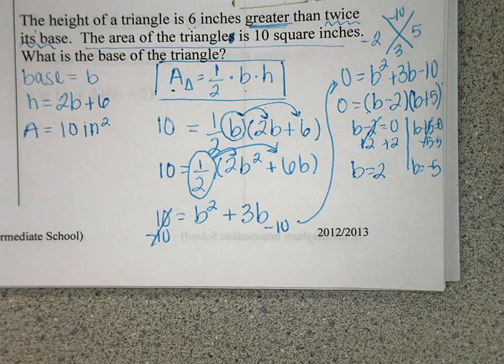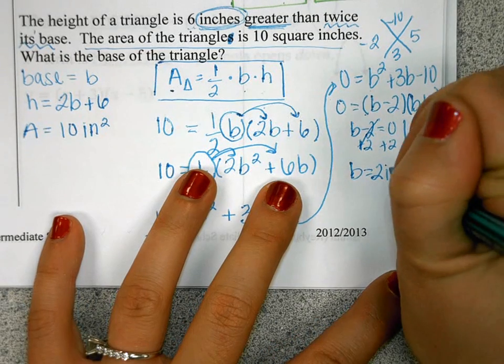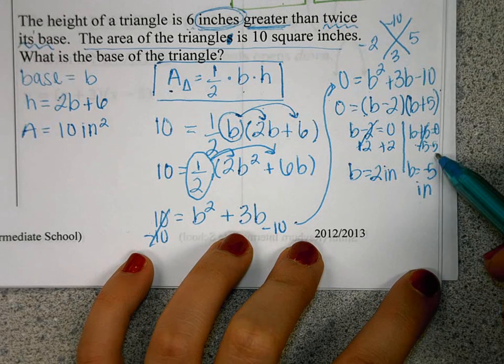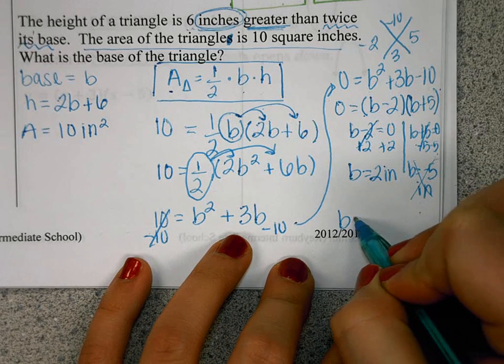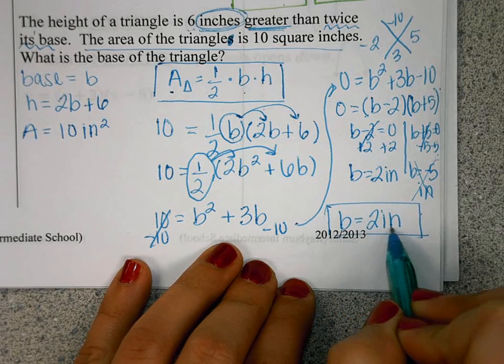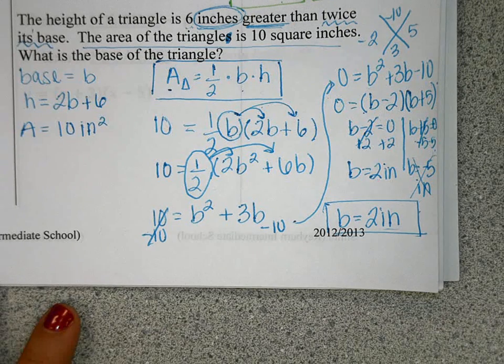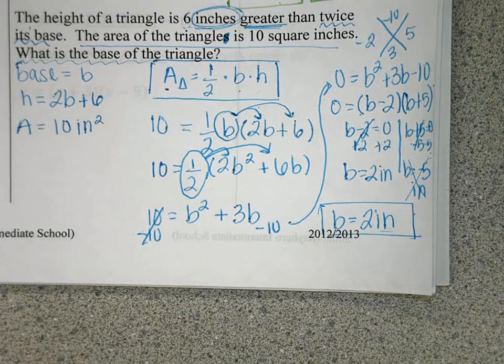Now these are bases that are in inches, so we would get 2 inches and negative 5 inches. What do you see? You can't have negative 5 inches. So we cross that out and I only have one answer. My base is 2 inches. Make sure you write inches. You have to write the inches. Did I answer the question? It says, what is the base of the triangle? So I'm done. Base is 2 inches, right? And that's it.